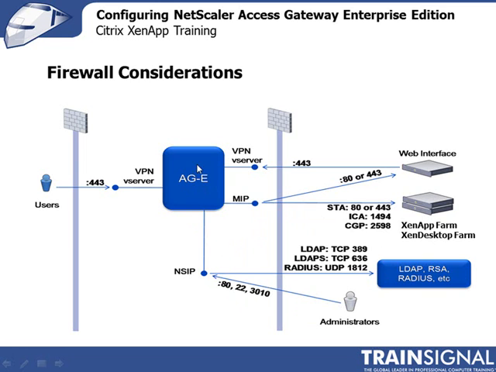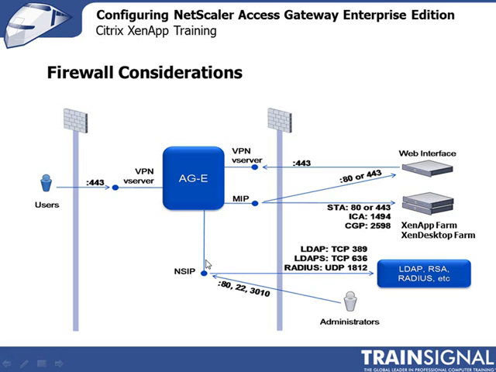Now, from the NetScaler itself to the inside, you will need the following if you're trying to configure LDAP, secure LDAP, RADIUS, RSA, whatever the case might be. That is also coming through the NetScaler IP address. So all authentication comes through the NetScaler IP address. So these are the ports that you would need to have open.